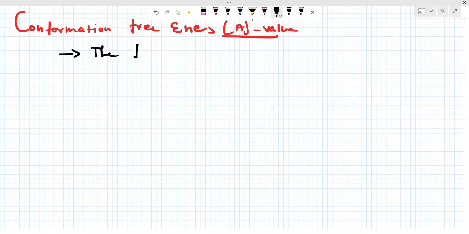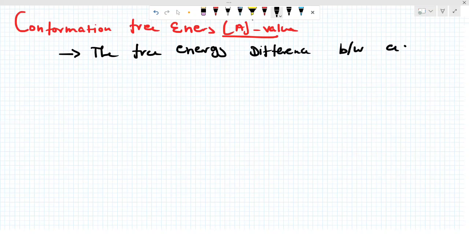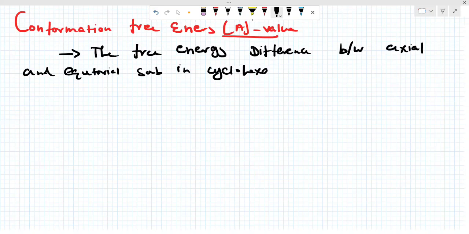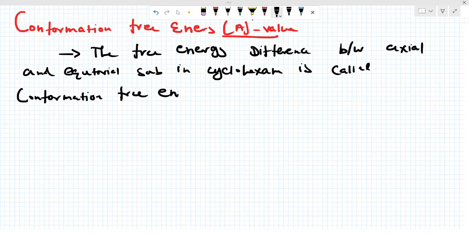The free energy difference, delta G, between the axial and equatorial substitution in cyclohexane is called the conformational free energy. What is the symbol? That is A. Next point, please note.